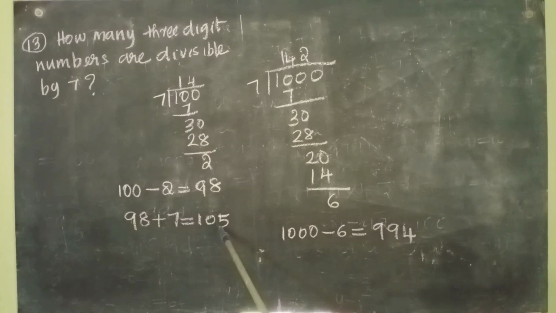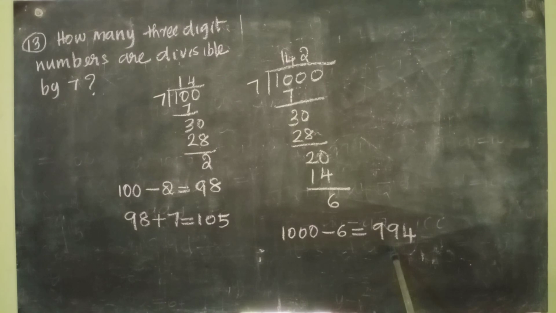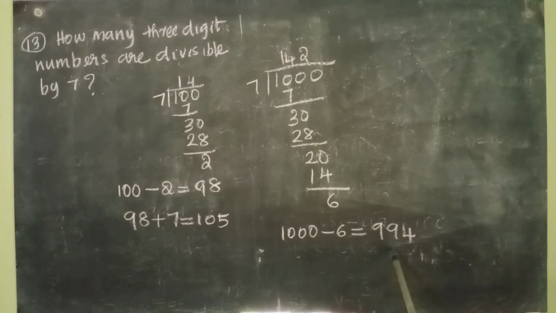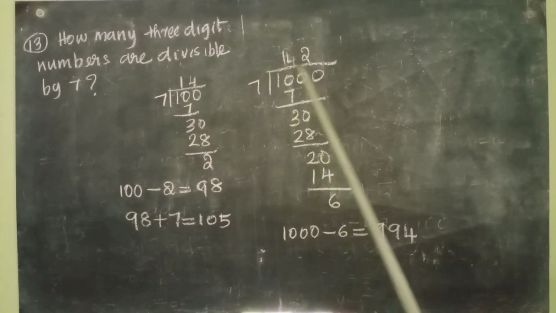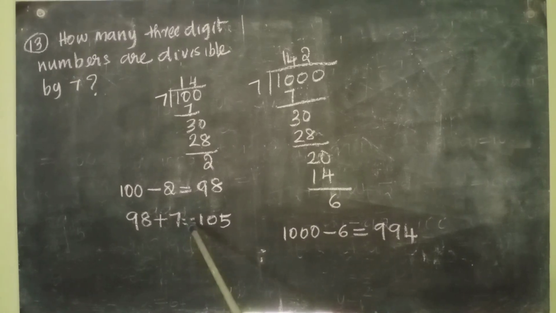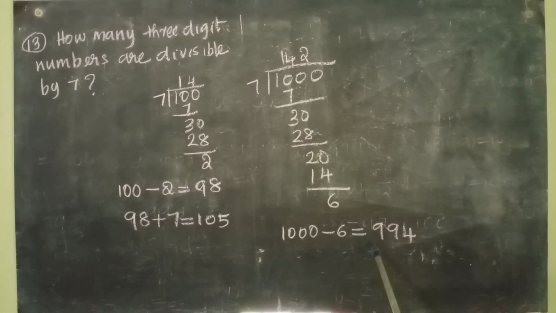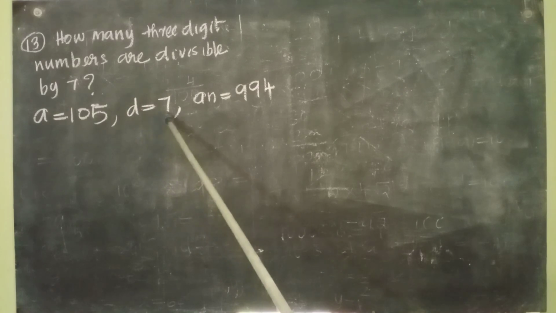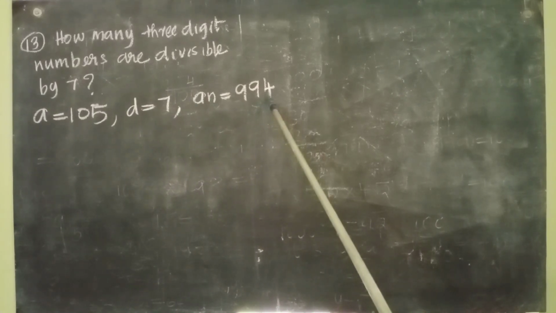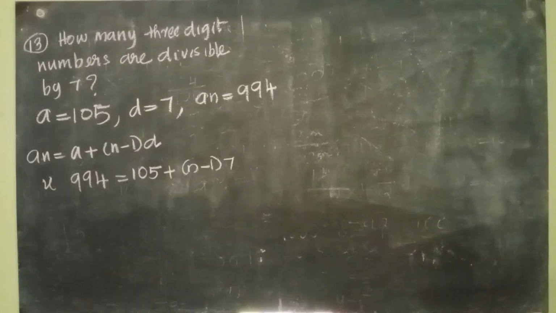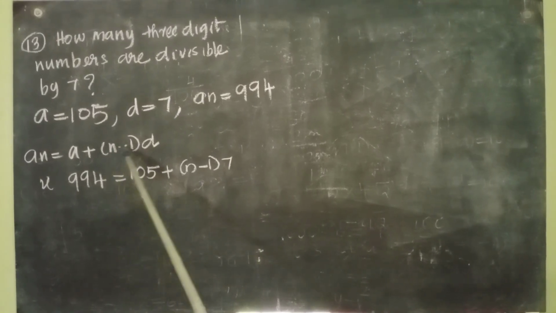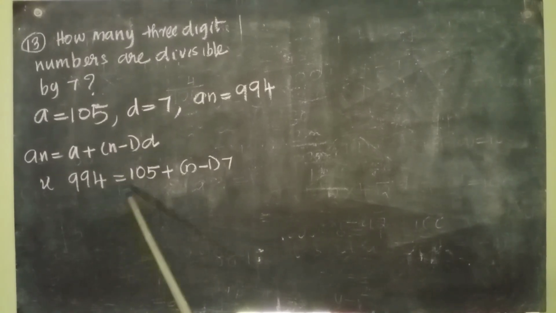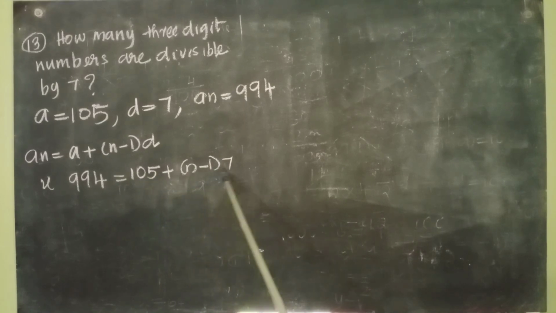105 is the first 3-digit number divisible by 7. 994 is the last 3-digit number divisible by 7. I hope you understood this step, how to find out the first 3-digit number and last 3-digit number. Now let us do the problems. So we can write a equal to 105, d equal to 7, an equal to 994. The formula is an equal to a plus (n minus 1) into d, that is 994 equal to 105 plus (n minus 1) into 7.